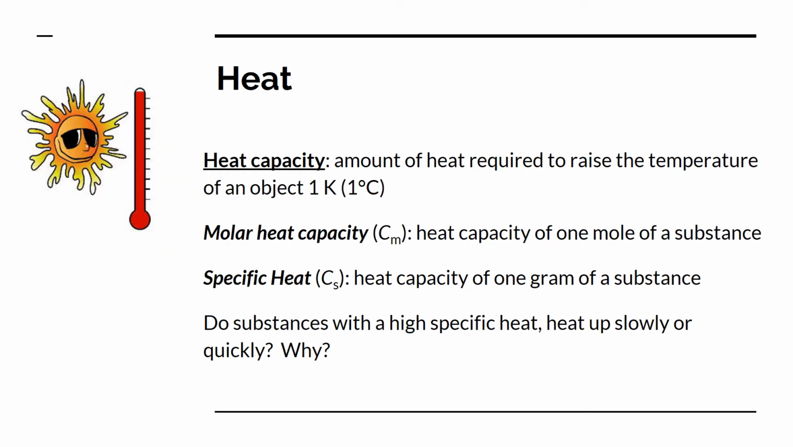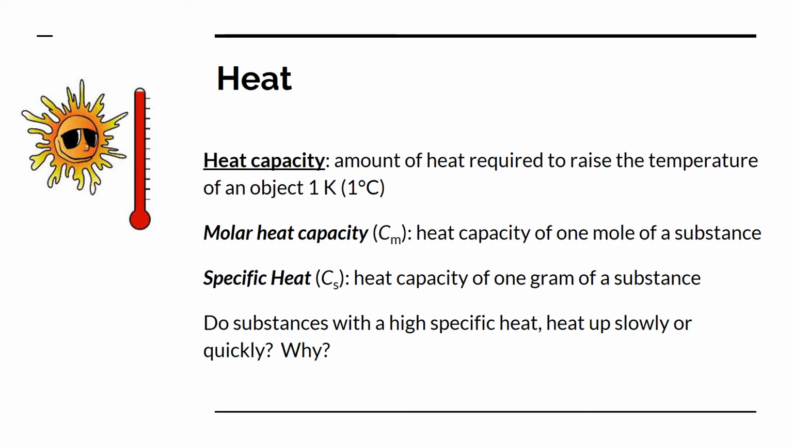So there are different things we can look at when we're looking at heat capacity. The heat capacity of something is the amount of heat required to raise the temperature of an object 1 Kelvin or 1 degree Celsius. It's the same increment. There are two types of heat capacities we're going to look at. There's molar heat capacity, which is capital C with a subscript M. That is the heat capacity of 1 mole of a substance. Then specific heat, which is C with a little s, is the heat capacity of 1 gram of a substance. For the most part, during AP chemistry, you're really only going to be dealing with specific heat. However, you should still know about molar heat capacity.